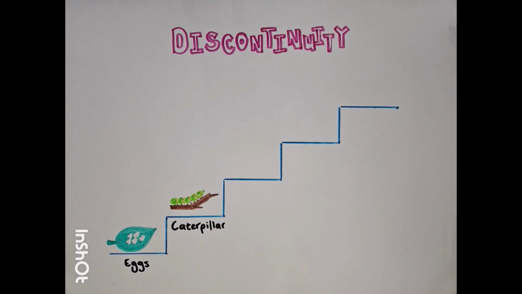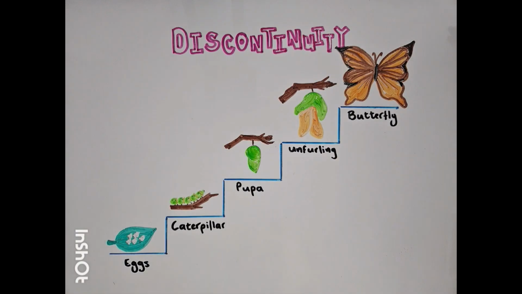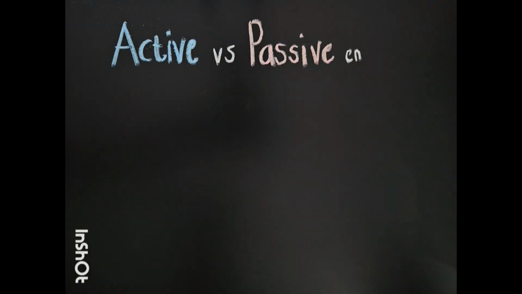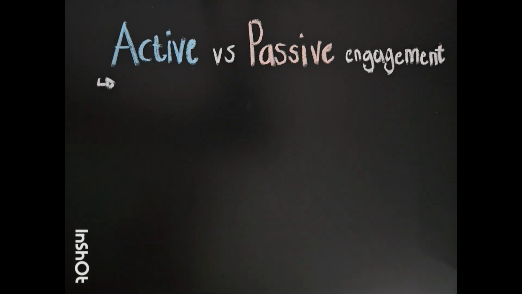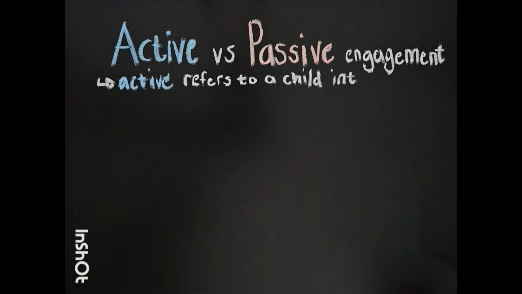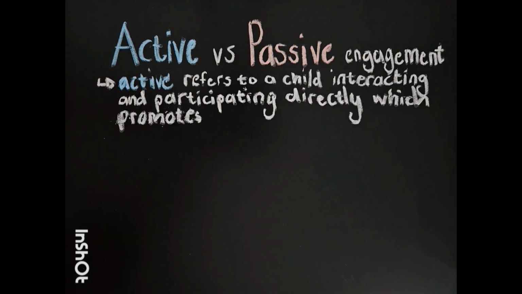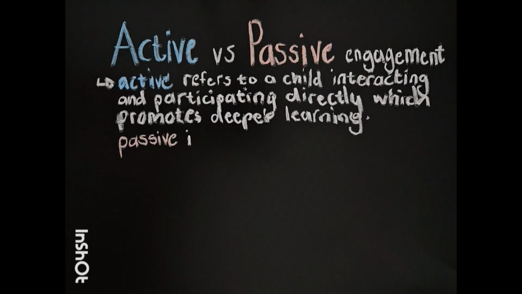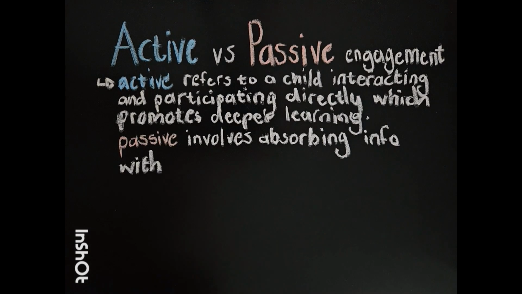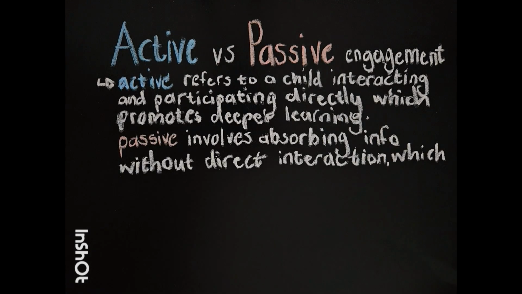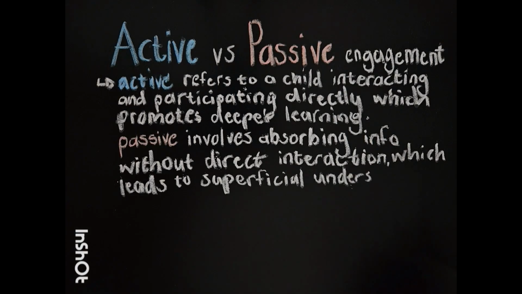Note how growth is divided into distinct sections, each section vastly different from the next, much unlike the gradual process of continuity. Next, we move on to active versus passive engagement. Active engagement refers to a child interacting and participating directly, which promotes deeper learning. Passive engagement involves absorbing information without direct interaction, which leads to superficial understanding.